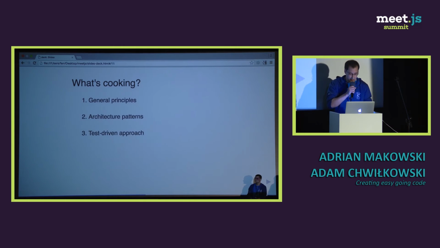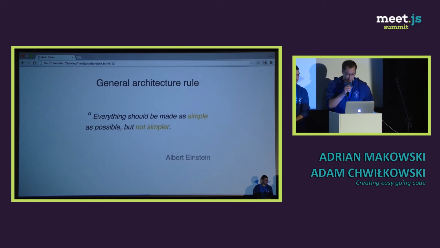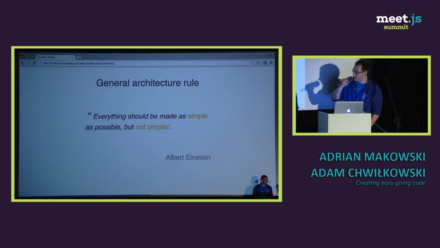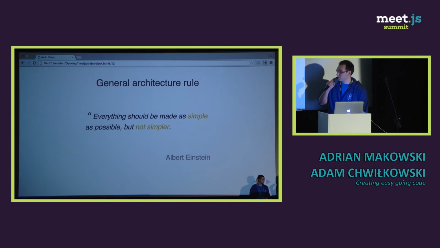Okay, so what's cooking today? I will tell you about general principles I follow, the basic ones, architecture patterns I use, also the basic ones, and a really basic introduction to the test-driven approach. Architecture rule number 1 is actually outside of our world. It's something that Albert Einstein said, that your solutions should be as simple as possible, but not simpler. That means they should be simple, but they also have to be kept in check with the conditions of the problem.